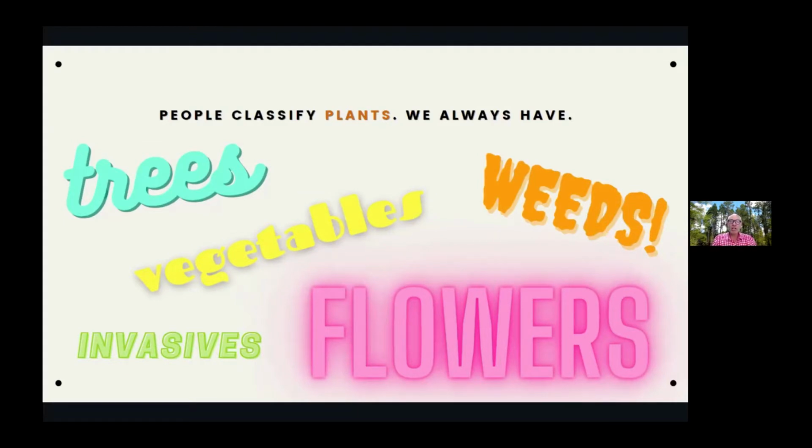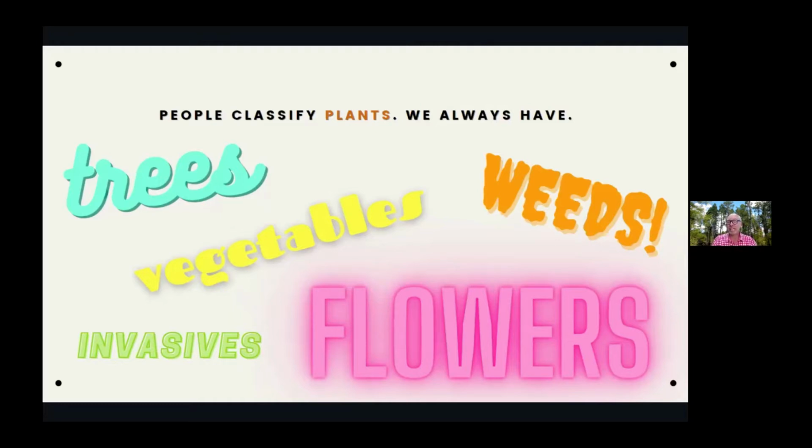We could consider the trees. We could consider weeds as an economically important subset of the plant world. Vegetables, another economically important subset of all the plants that we know of. Invasives could make a list. The flowers that you plant in your garden and all these things. But these classifications are subjective. These are not scientific classifications.